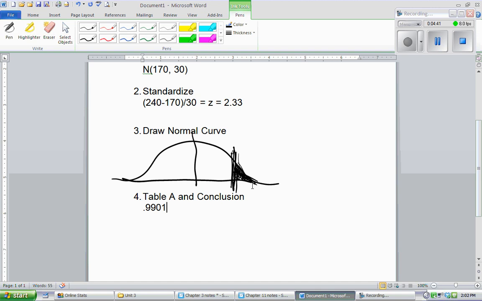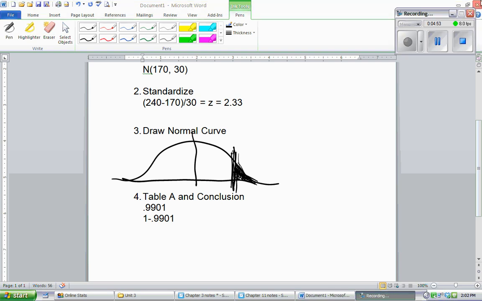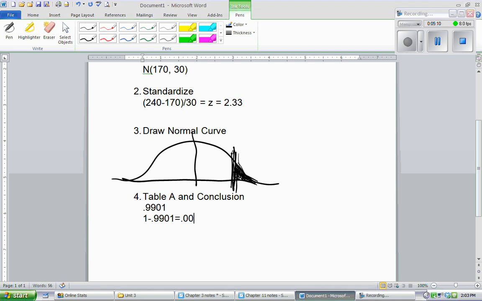Since we're looking at just this little bitty tail, we want to take and subtract our number from 1. Okay, we want to take our 1 minus our 0.9901. And you will always subtract if you're looking at greater than. If you're looking at less than, then you will use the number given. So if we were looking at what proportion are less than 240, then the 99% would be okay. Since we're looking at greater than, we need to subtract. And when we do that, we get 0.0099, or approximately 1% of young men have a cholesterol greater than 240, meaning that they would need some sort of treatment or medication or something along those lines.